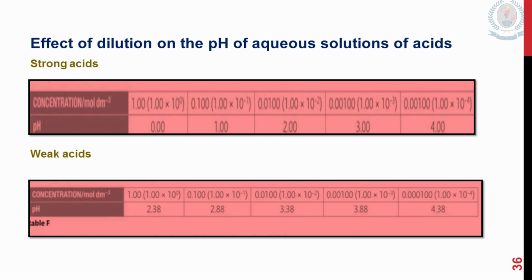That is about the effect of dilution on the pH. That means the summary is, when the dilution is increasing, that means in a very dilute solution the pH is high, that is acidity is low. That is the brief summary about the effect of dilution on pH and the acidity.